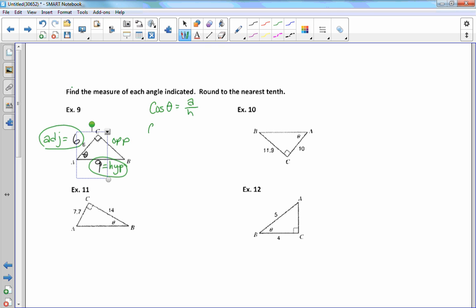No, so we're going to keep theta in here. This one's different. Adjacent is 6, and hypotenuse is 9. And if you want to simplify that, you can simplify it. Whenever we're solving for something, we're always doing inverse operations. If you want to do division, we would multiply, right? If you want to do addition, we would subtract.